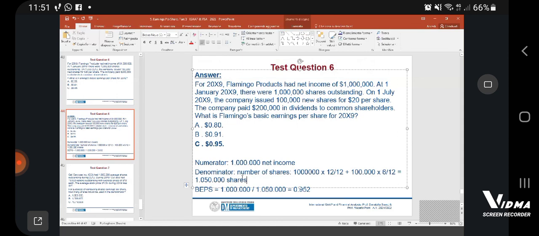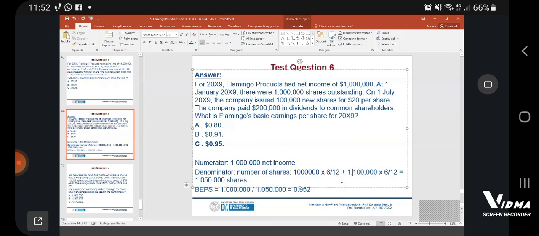It would be 1 million shares outstanding for 6 months, whereas 1,100,000 are outstanding for 6 other months. If you again do the calculation, it will give you the same result. What I'm trying to say is you can get confused which one to use. They are both valid. Okay?